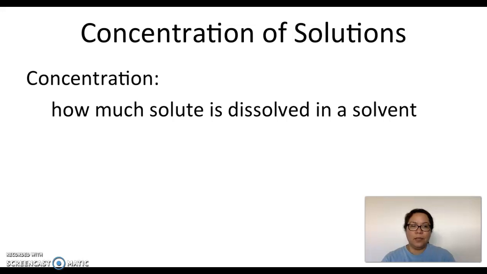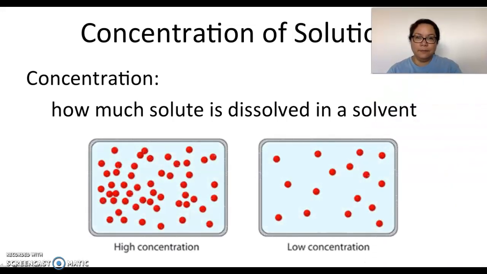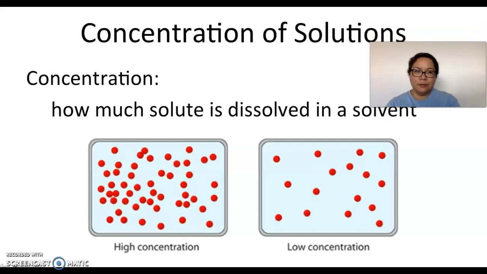And if we take a look over here, this picture here represents high concentration and low concentration. The little red dots represent the solutes. So the figure on the left shows a high concentration relative to the figure on the right, low concentration. And you can see with the red dots, which represents the solutes. So if there are more solutes in a certain amount of solvent, it will be higher concentration. If the amount of solutes is a lot lower, then it will be lower concentration.